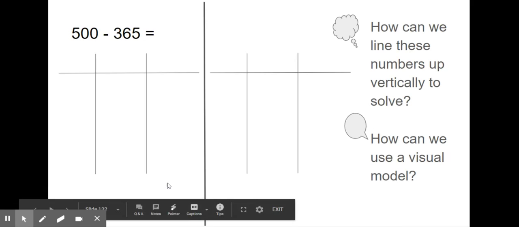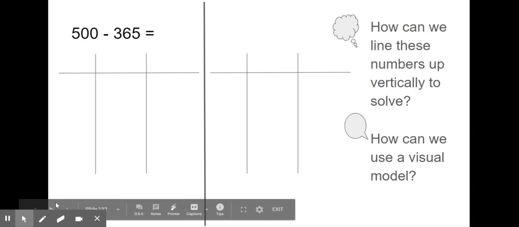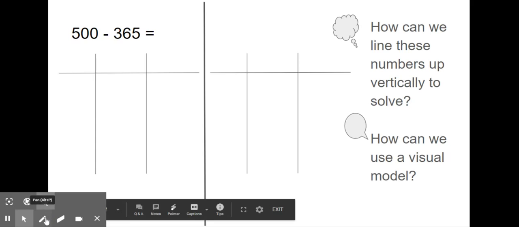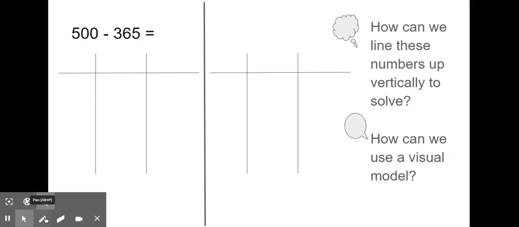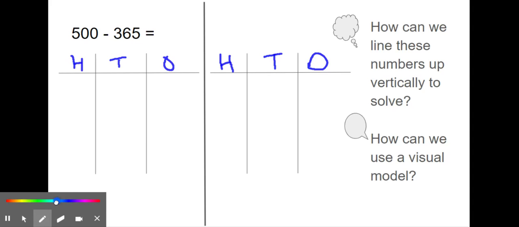Okay, moving to some subtraction practice for today so that you can get started on your work. So we're going to do 500 take away 365. And we're going to show this with lining it up and solving it vertically, and we're going to do a visual model as we always do. So I'm going to put my hundreds, my tens, my ones, hundreds, tens, and ones. Okay. So let me first go ahead and make sure I line up my subtraction problem.